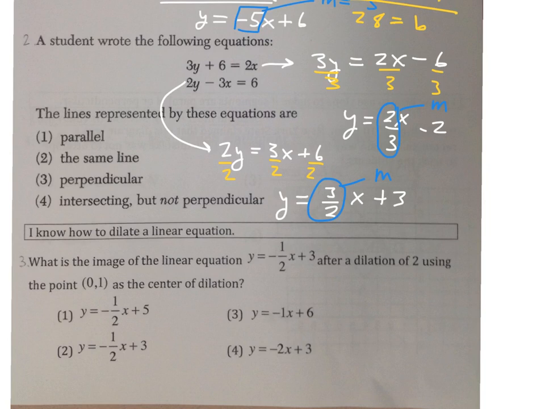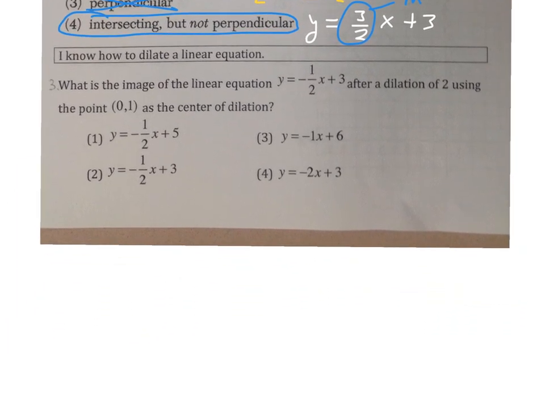So 2/3, if I compare those two numbers, 2/3 and 3/2, those are reciprocals of each other, but they are not negative reciprocals of each other. So the answer would be that they're intersecting but not perpendicular. To be perpendicular, one would have to be negative and positive, and it'd have to be flipped. It's different equations, so they're not the same equation, and the slopes are not the same, so it's not parallel. Okay, moving on to question 3.